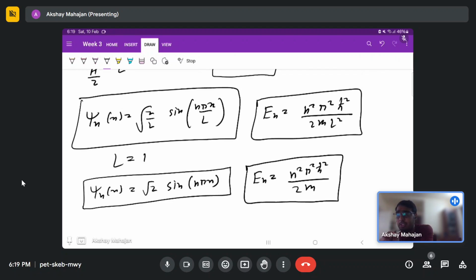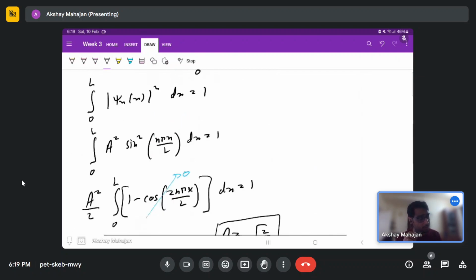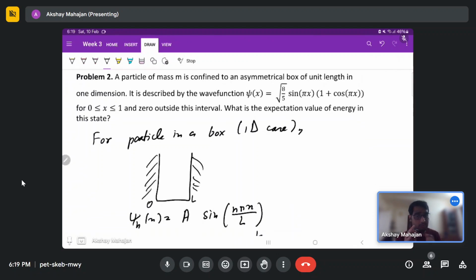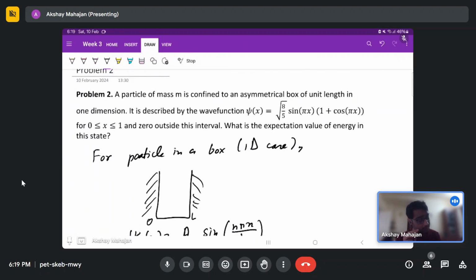If it was symmetrical, then it would have been the same case as a simple particle in a box. But now it is not symmetrical, while the wave function is given like this. So our electron is within an asymmetrical box. It is not the same. It is not just symmetrically zero, but there is some change because of which our wave function is like this.